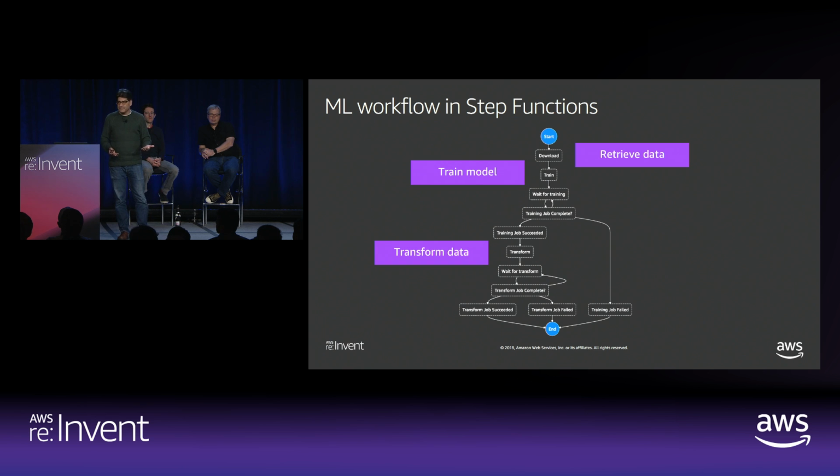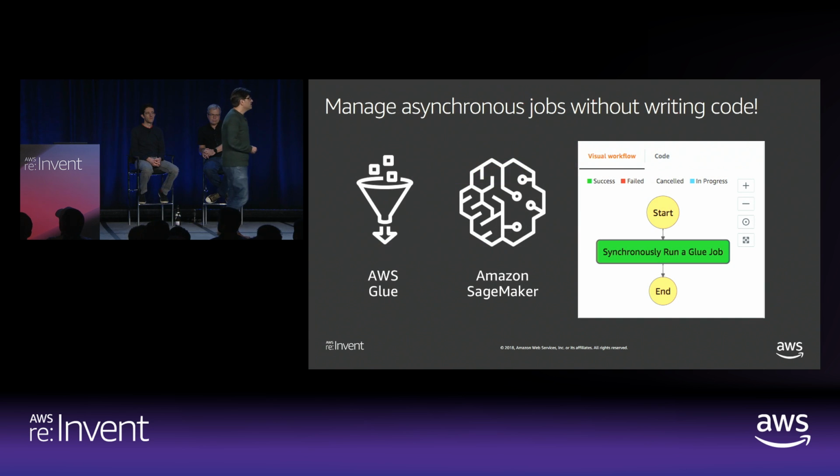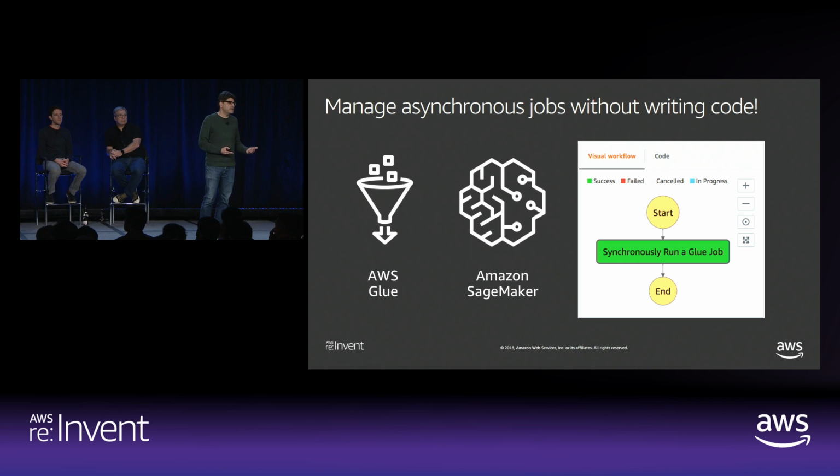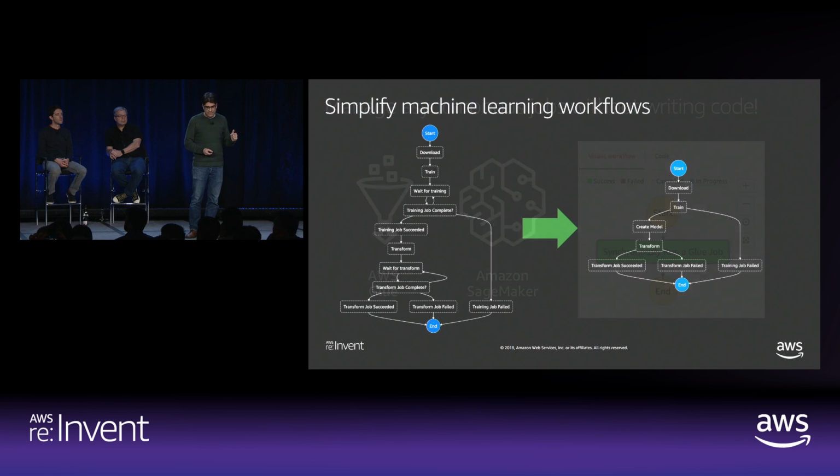Now this works well, but customers said, hey, can you make this easier? And so we did. Today we're introducing the ability to run asynchronous jobs in Glue and SageMaker without writing code. What that means is from a single state, you can start a job, and that state will wait for that job to complete before moving on to the next step. So that workflow we looked at before goes from what you see on the left to something much simpler, much cleaner, more direct on the right, with less time to put it together.